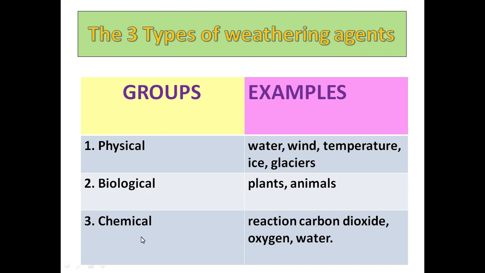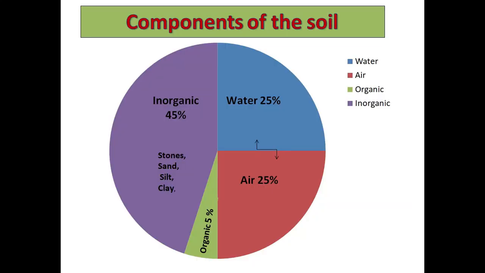Alright, the third group of weathering agents is the chemical weathering agents. For example, those agents are your carbon dioxide and your oxygen. Here, a reaction is when two things react to form a new component, and that new component will eventually break down the rock particles. For example, carbon dioxide in the atmosphere reacts with rainwater, forming carbonic acid, and that carbonic acid will basically burn the rock particles and weaken them. Alright, so let's move on.